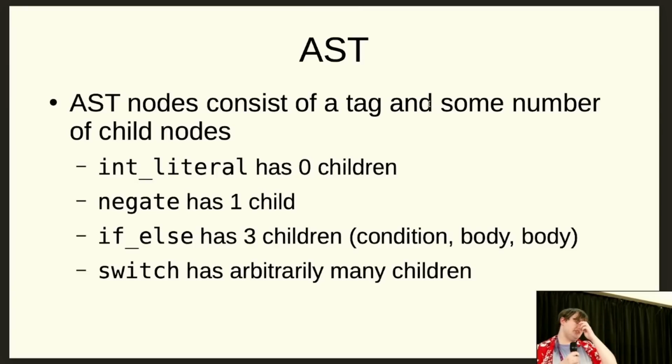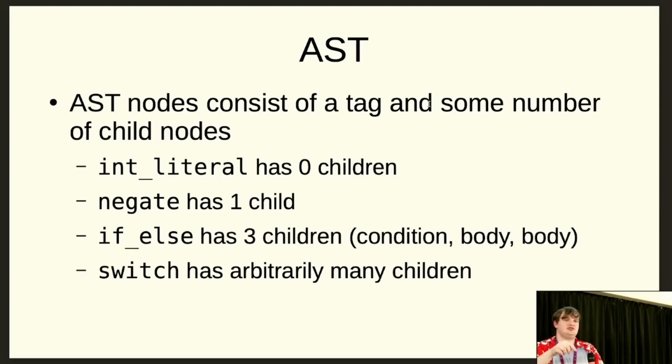So, okay, first the AST. So the AST is a tree, as indicated by the name, constructed of nodes. And those nodes basically are just a tag, and they have potentially some children. So if you have an int literal, so I just typed 1, 2, 3 in my editor, that has no children, there's no nested information there.